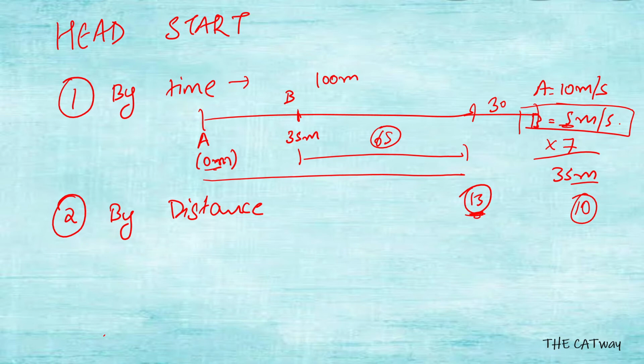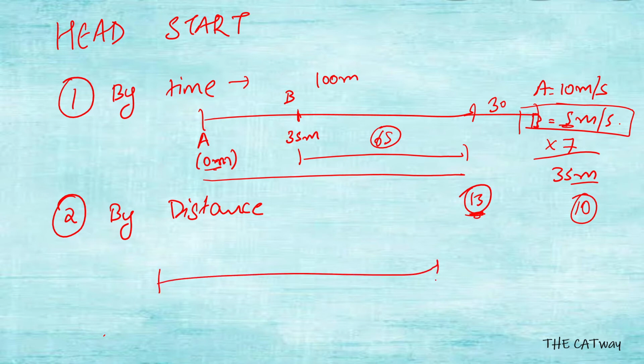Whatever time limit is given for the other person, that he started this many hours, seconds, or minutes before, till that time we take him, meaning we cover his distance with whatever time is given, and we consider that he is going to start his race from that particular point, and the other one is going to start at the initial point. So this is what we consider when it is said that head start by time.